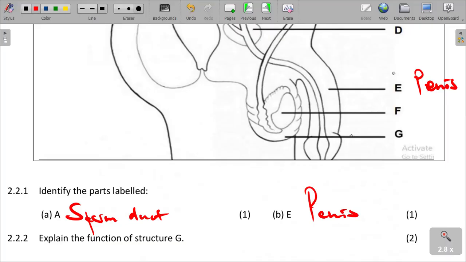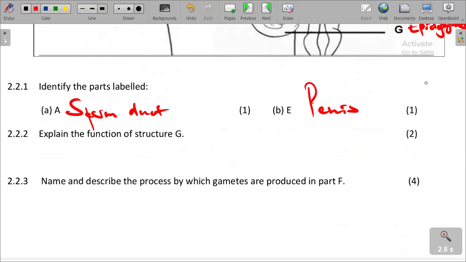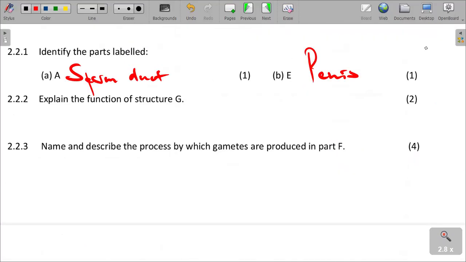We can see the epididymis, G. We have got the testicles, and then we can continuously label them forever and ever. But we want to answer the questions that we are given here, to finish the question paper. So let's go to the next question. It says explain the function of structure G.